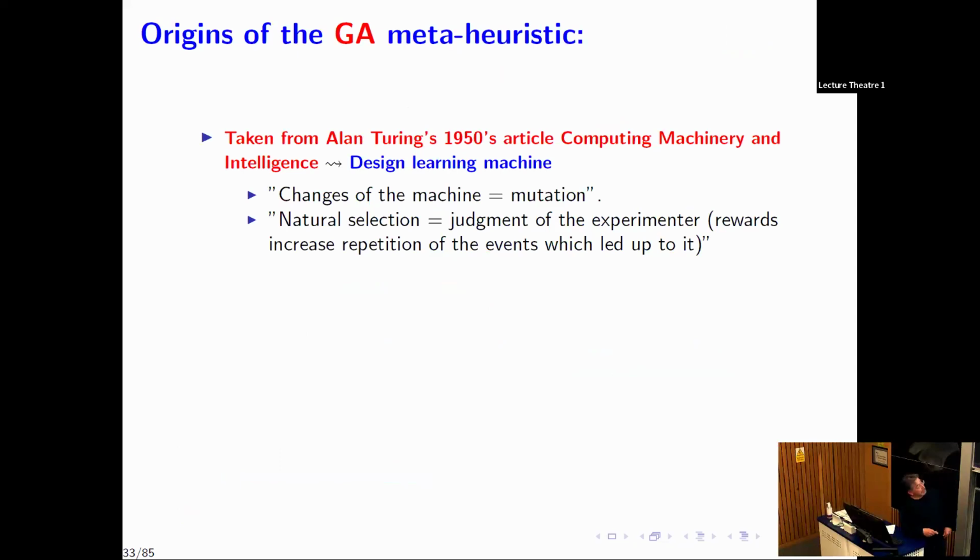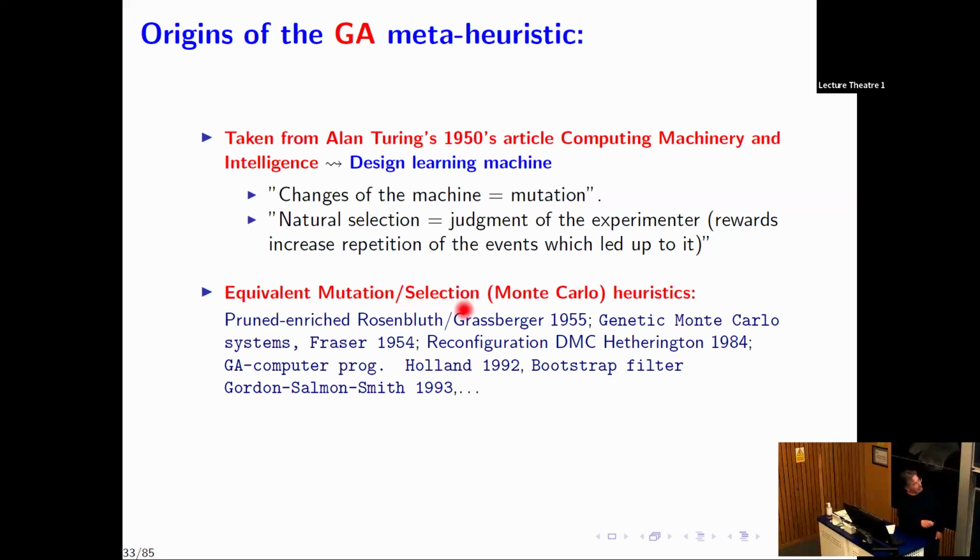Okay, maybe I don't have time to discuss all of this. Maybe I can switch to the origins. The earliest article I found is by Alan Turing, who was English, in the 50s. You can check it. And there are plenty of equivalent algorithms. I will discuss some of them, like the pruned-enriched Rosenbluth method by Grassberger in '55, Fraser. As you can imagine, there is a mutation-selection scheme arising in many application areas. I think the most important are the reconfiguration diffusion Monte Carlo by Etherington in '84, the article by Holland, and the bootstrap filter by Gordon, Salmond and Smith in '93.